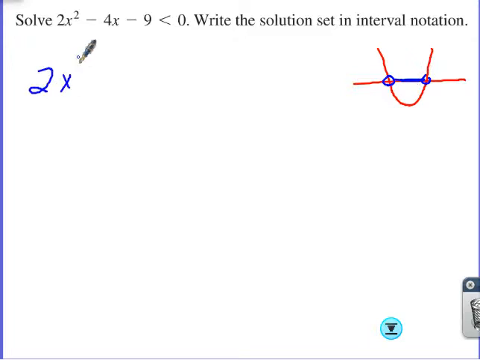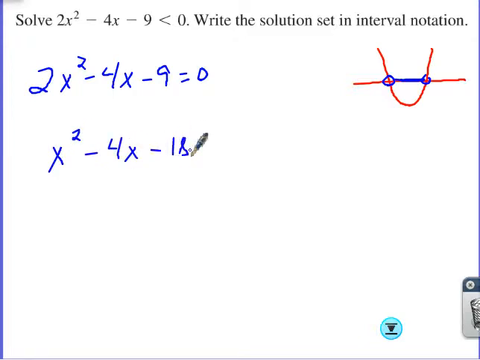So first step, 2x squared minus 4x minus 9 equals 0. Let's just see if it will factor. Take the 2, move it to the 9. Let's try bottoms up factoring. X squared minus 4x minus 18. Can you think of any numbers that add to give me negative 4 and multiply to give me negative 18? 6 and 3, 9 and 2, 18 and 1. That's your list. Nothing works.